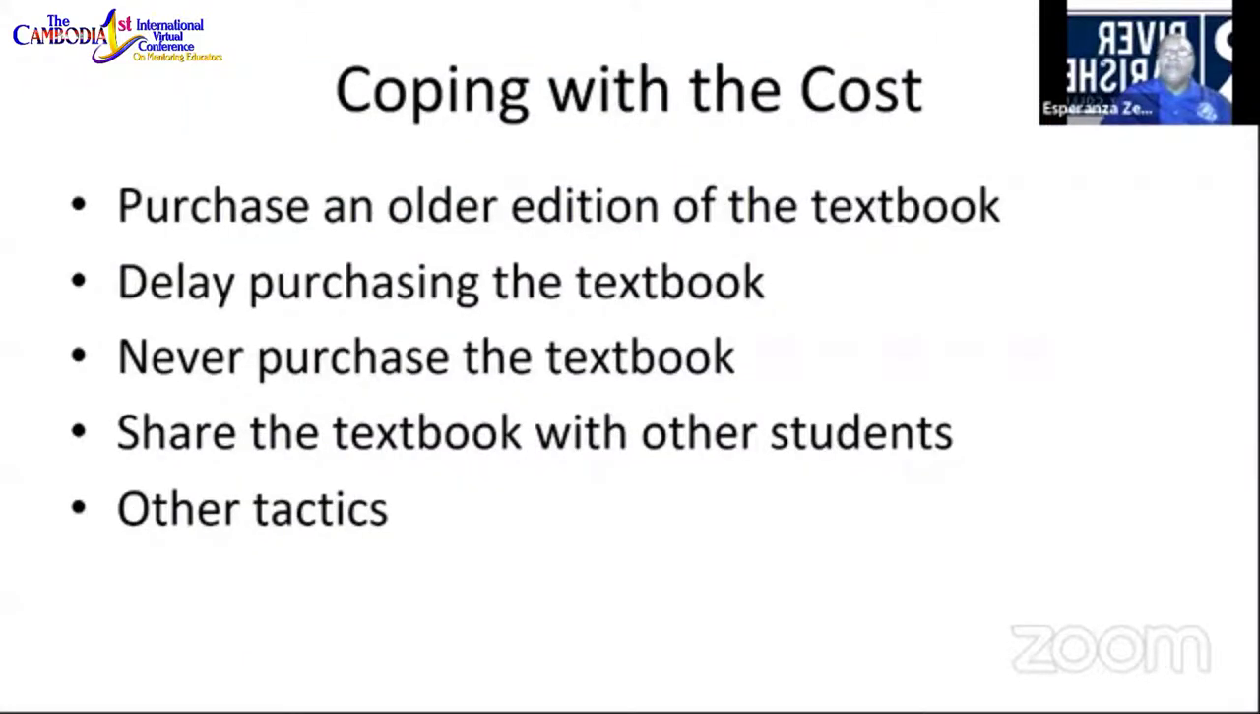We found that students go through a lot of different methods to try to cope with the cost of textbooks. In some instances, students might try to purchase an older edition of a textbook. They might delay purchasing the textbook, and a lot of times that delay has to do with the financial aid they might be receiving to attend school. Some never purchase the textbook because they just can't afford it. And then sometimes there's textbook sharing, where students share the textbooks with each other.